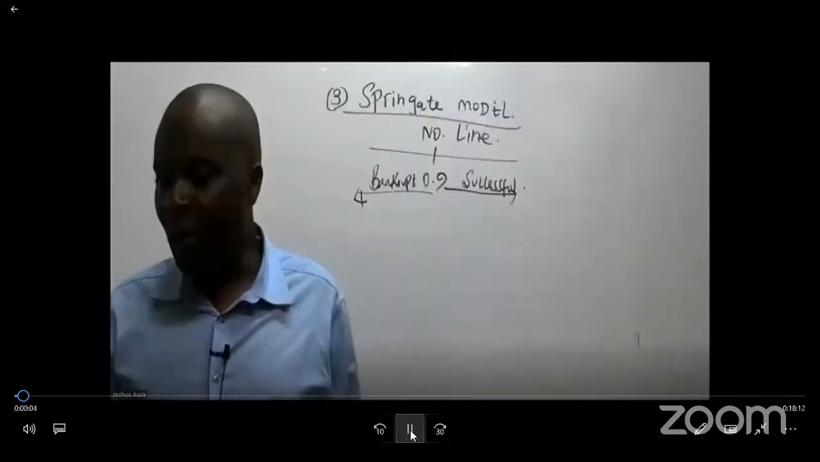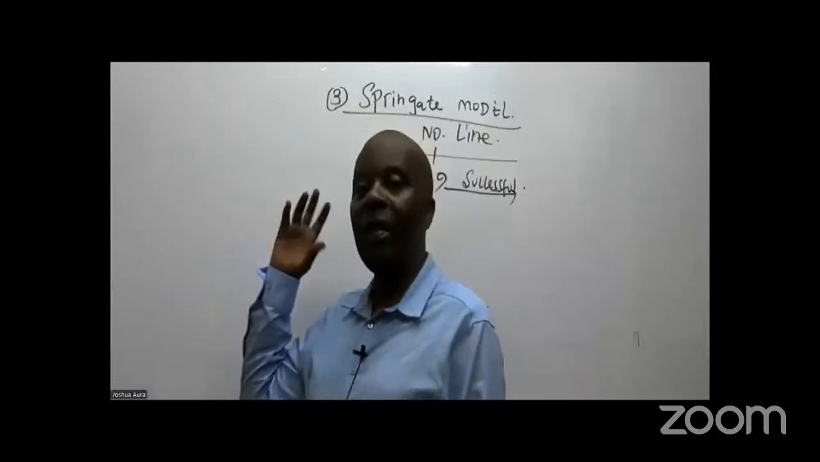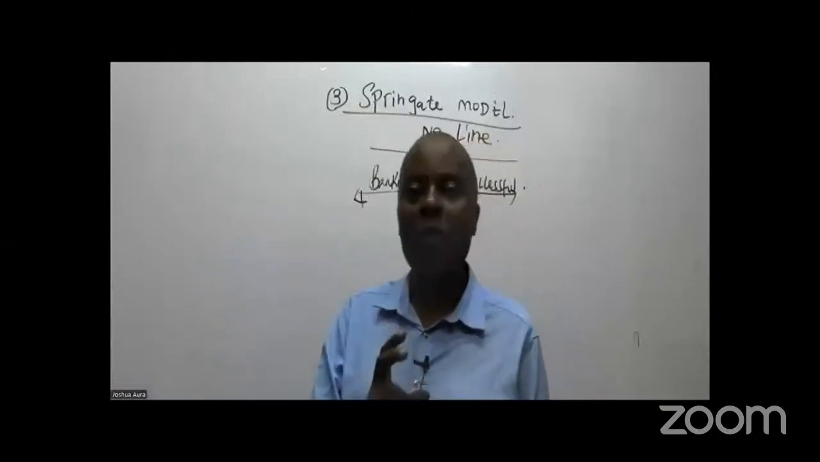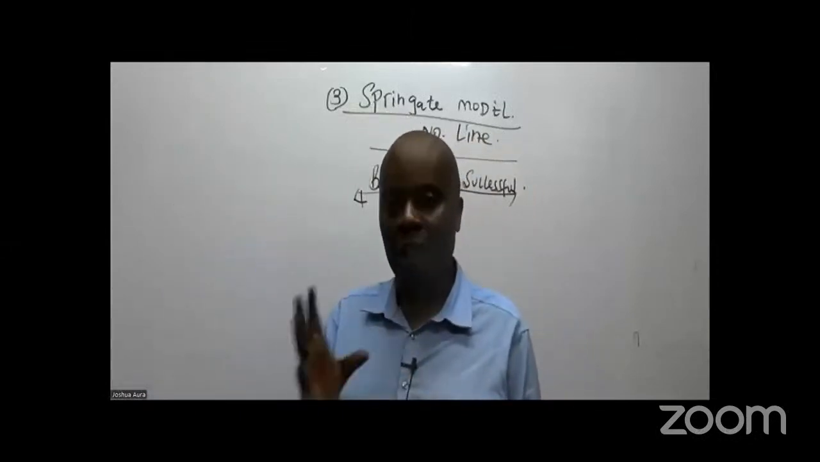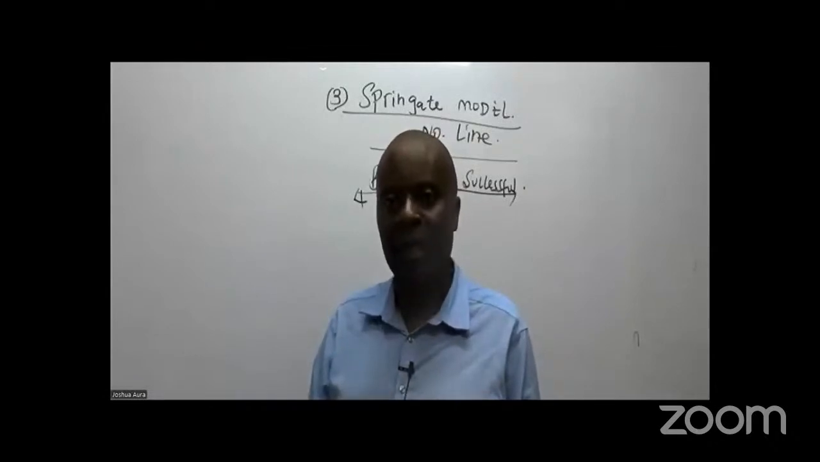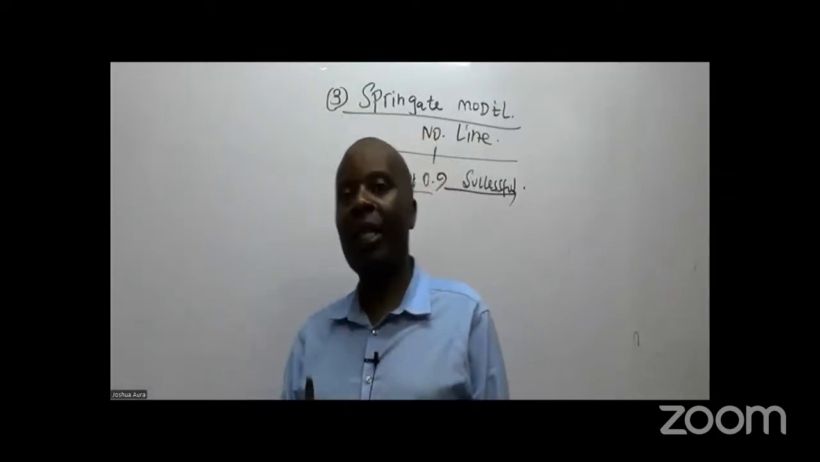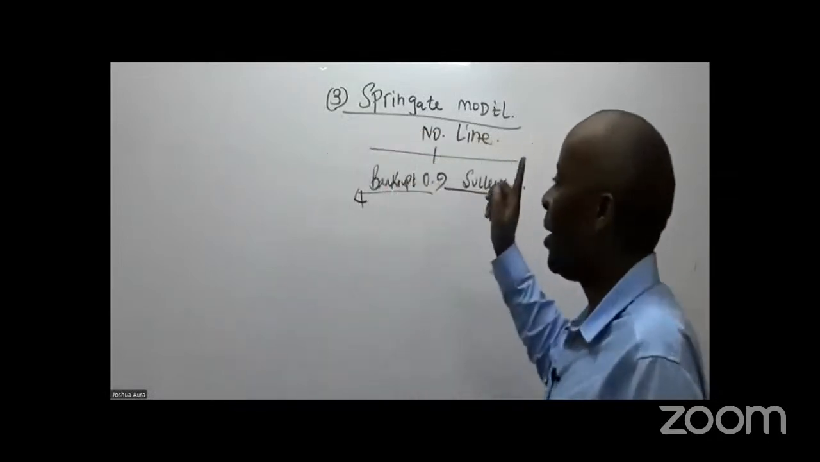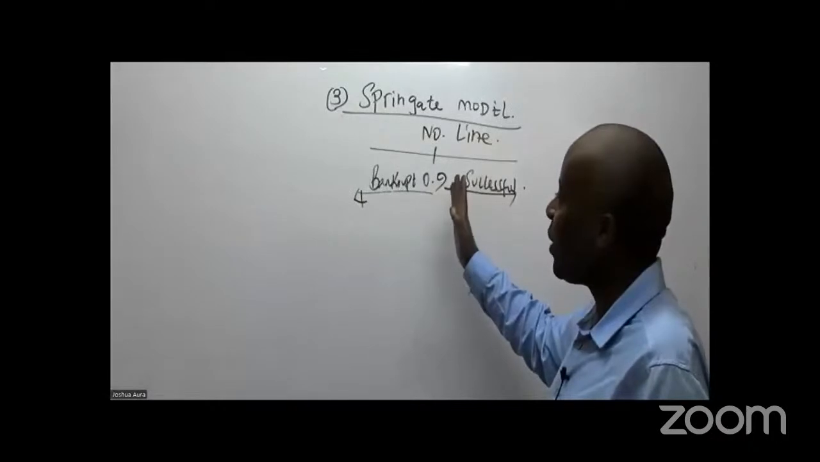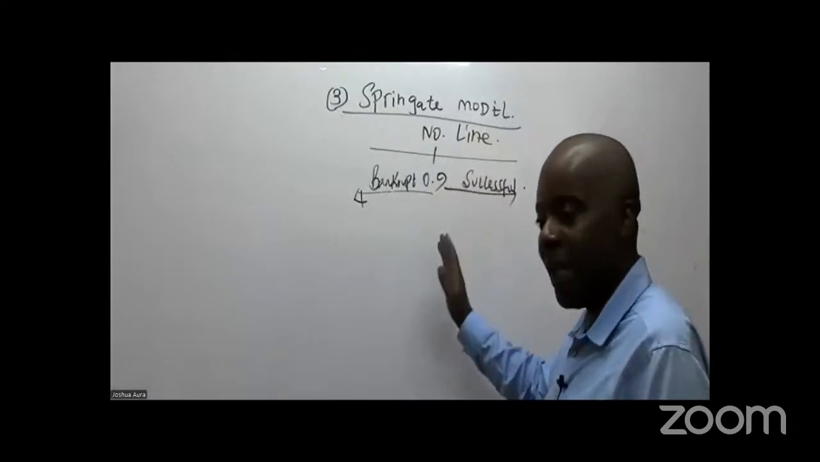So we are talking about the Springate model, which is a very serious model of measuring bankruptcy. Corporate failure is the topic that we are handling, right? And the most important thing you're supposed to understand under Springate is this number line, the number line that gives us the threshold of corporate failure.